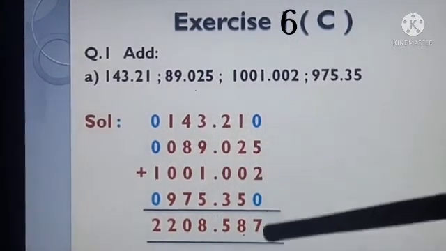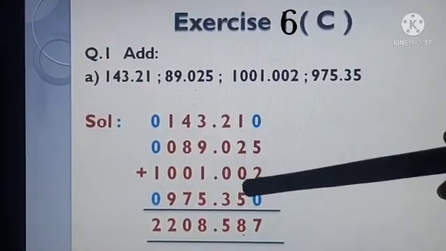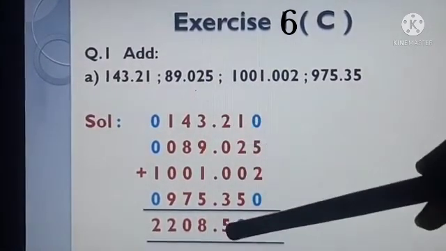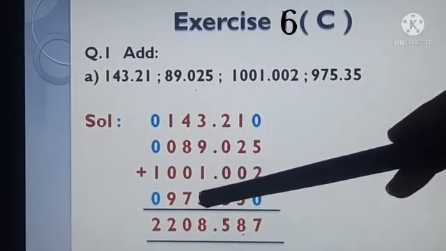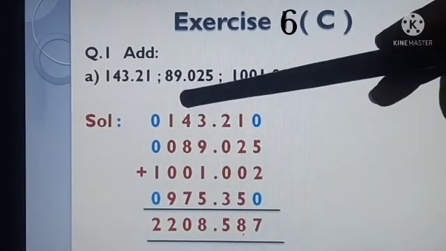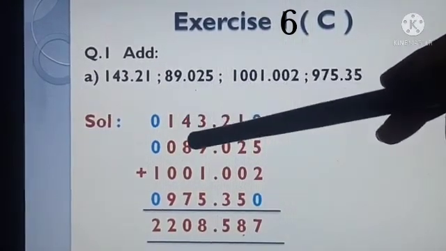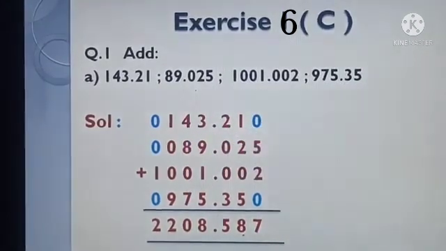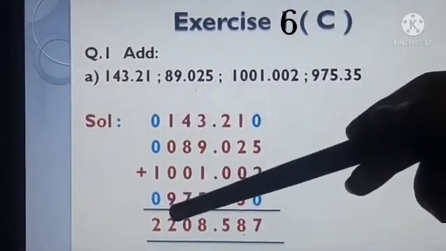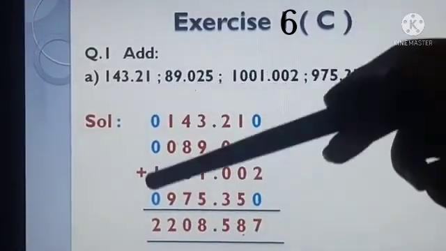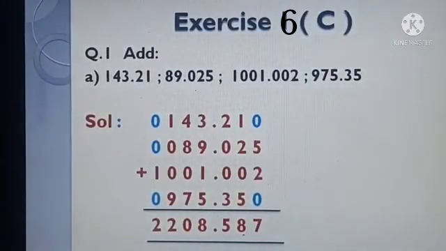Now do addition. 5 plus 2, 7. 1 plus 2, 3. 3 plus 5, 8. 2 plus 3, 5. Then decimal. 3 plus 9, 12. 12 plus 1, 13. 13 plus 5, 18. 8, and 1 will be carried here. 4 plus 8, 12. 12 plus 7, 19. 19 plus 1, 20. 0, 2 carry. 1 plus 9, 10. 10 plus 2, 12. 2, 1 carry. 1 plus 1, 2. So your answer is 2208.587.